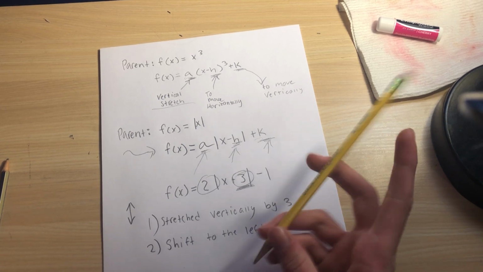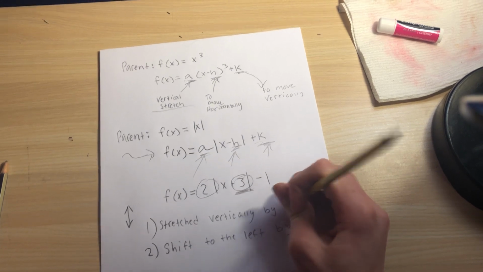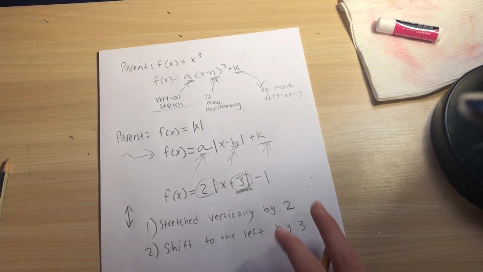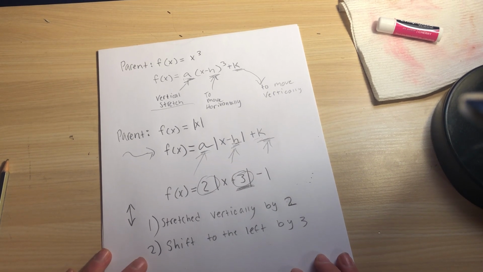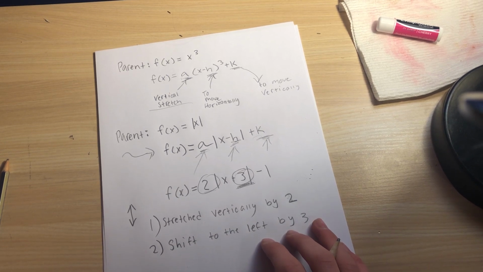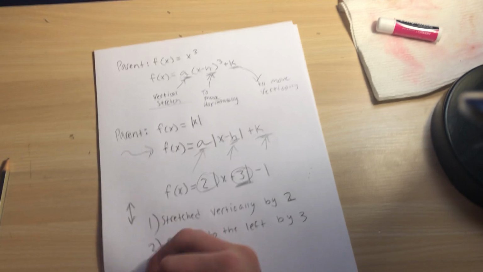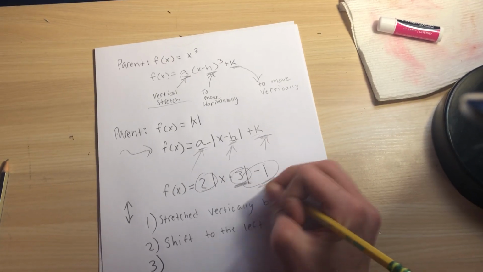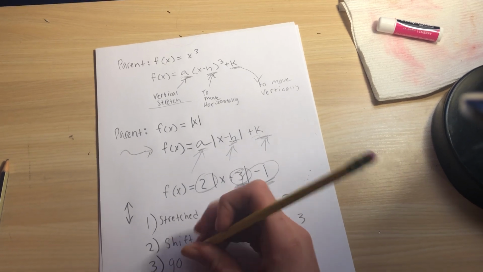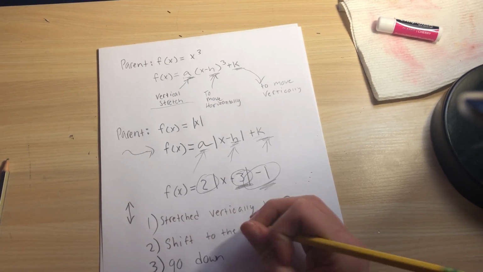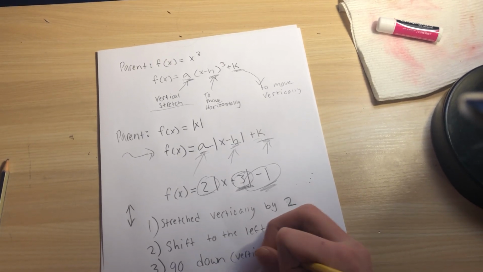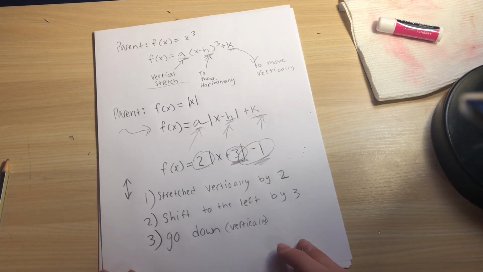Oh, I apologize. I meant a vertical stretch of 2. Because this is 2. So I apologize for that mistake. Sorry. And so this would be a shift to the left by 3. And then for this third one, let's say this one's -1. So -1 would really mean we would go down. We would vertically go down. We would go down vertically on a graph by 1.